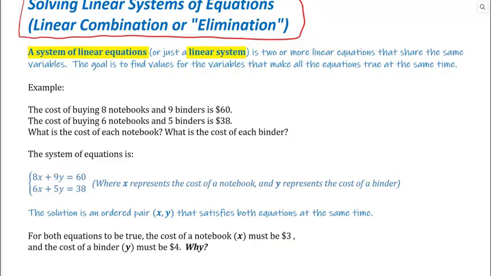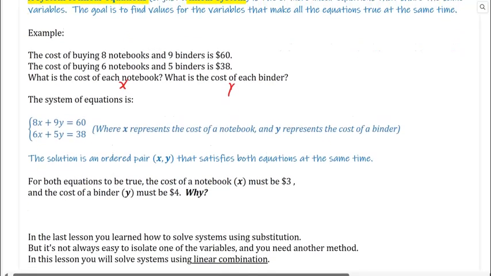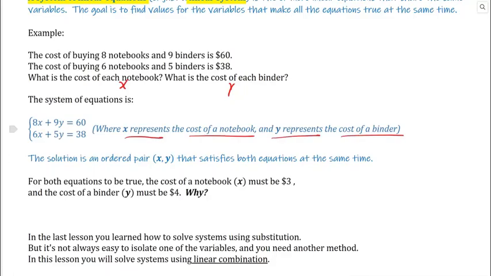That we don't know, and so we can use variables to represent those. We're going to let x represent the cost of a notebook and y represent the cost of each binder. Now here's what our system looks like. 8x plus 9y equals 60, right? 8 times the cost of the notebooks plus 9 times the cost of the binders equals $60. And the second equation is very similar to that. Remember, x represents the cost of a notebook and y represents the cost of a binder. The solution to the system is an ordered pair, an xy pair, that satisfies both equations at the same time.